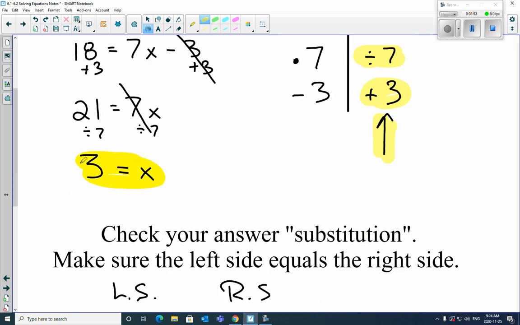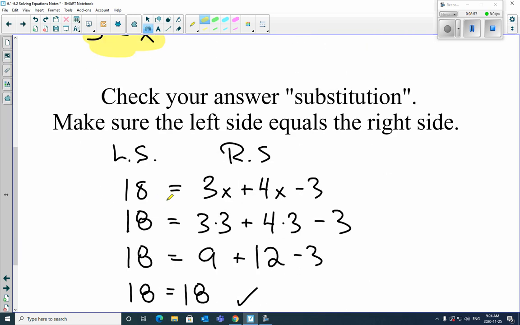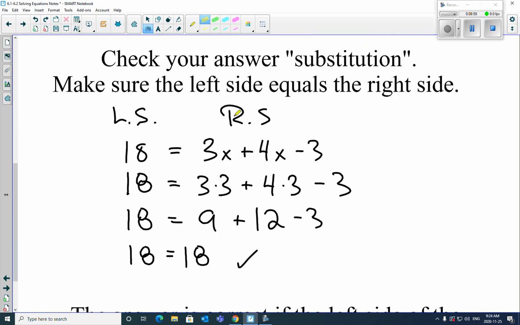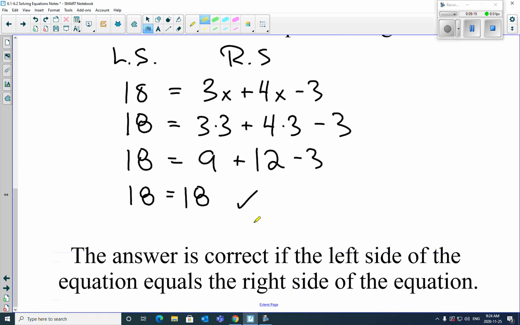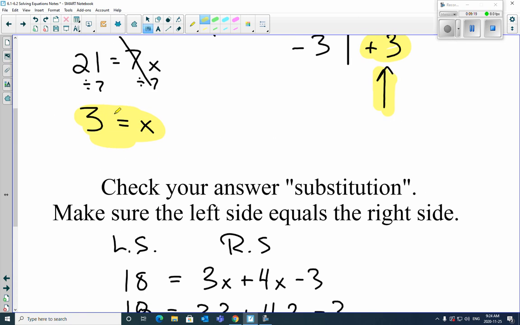Well, is that the right answer? Probably getting tired of me saying that. Check it out with left side equals right side. Write down the original equation. Wherever we see an x, we're going to plug in a 3. And remember, 3 times 3 and 4 times 3, because it's 4x and 3x. So BEDMAS again. 3 times 3 is 9. 4 times 3 is 12. 9 plus 12 minus 3 is 18. So 18 equals 18. Left side equals right side, right there. So we know that our answer is x equals 3. We know we did it correctly.